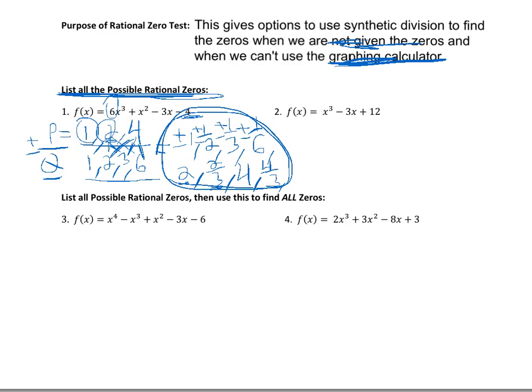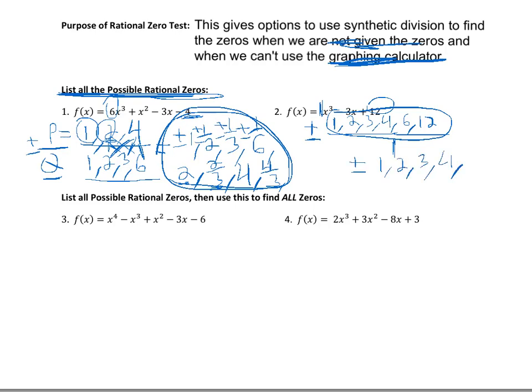Okay, let's do number 2. Plus or minus, all my factors for p are all the factors of 12, which are 1, 2, 3, 4, 6, and 12. Now my leading coefficient is 1, so this is going to make it a lot easier. The only factor of 1 is 1. So if I take all these numbers up top and divide them by 1, it gives me those same numbers. So my possible rational zeros are plus or minus 1, 2, 3, 4, 6, and 12.